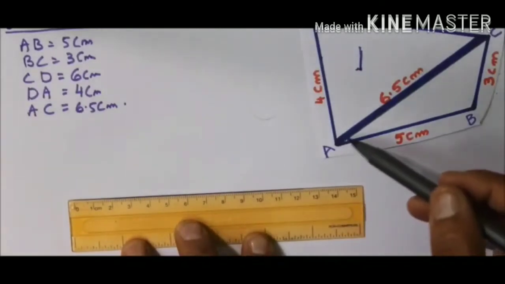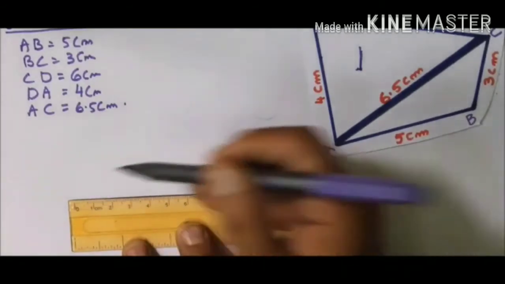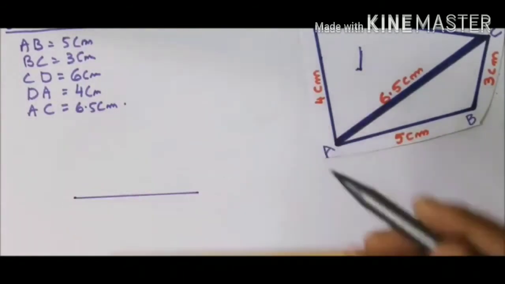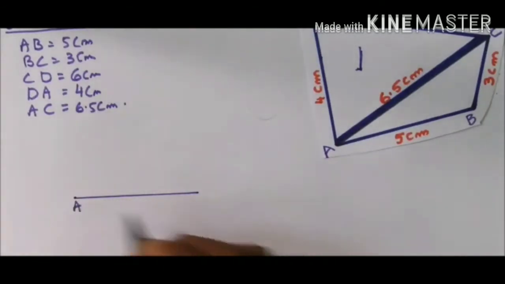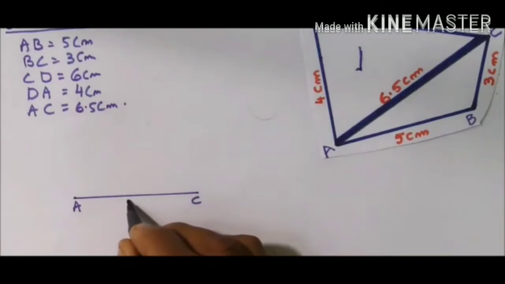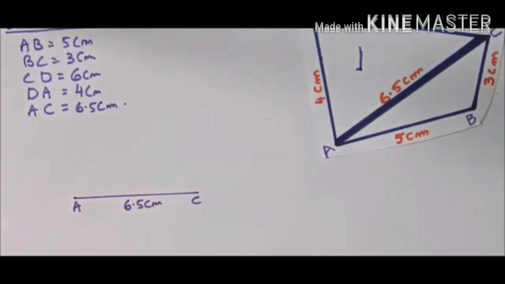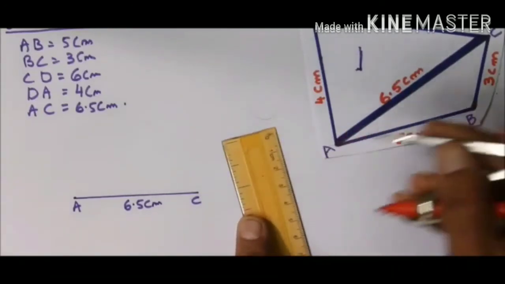Now let's draw the side AC, 6.5 centimeter. Mark and name the side AC 6.5 centimeter. Now to get the side CD, take the compass and set the radius 6 centimeter.